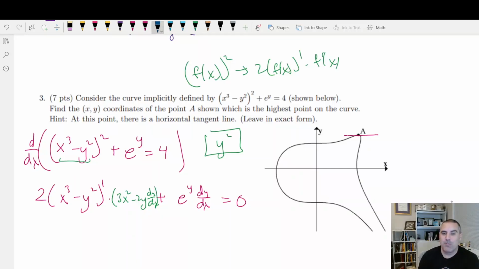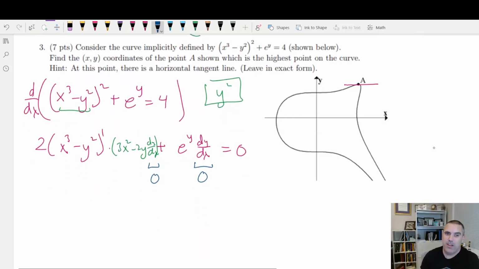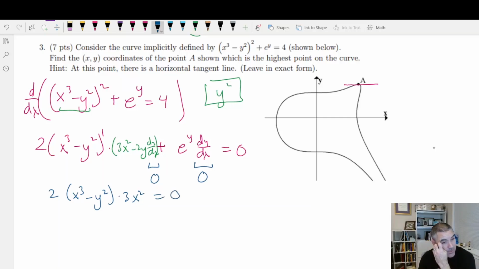Now, there's a maneuver here. The goal is to find when dy/dx is 0. So the goal is to find when this is 0 and this is 0. If I was doing this, I would not try to simplify and find dy/dx. I would just replace those with 0 and solve. So then I get x cubed minus y squared. That's 0. That's 0. So all you have is 3x squared equals 0, which is awful nice.